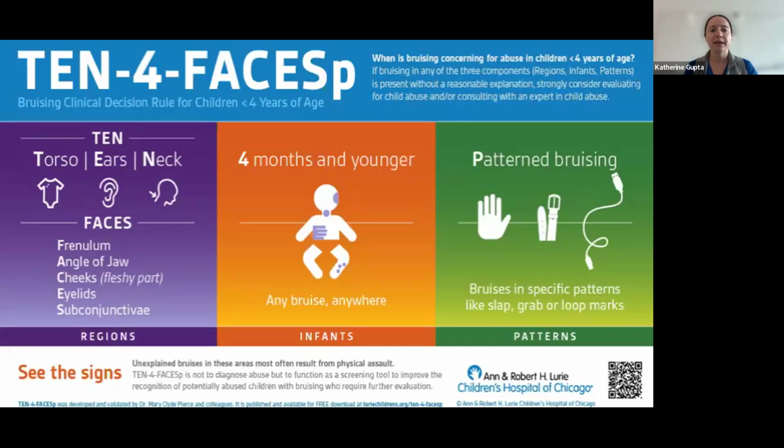The 4 part of this rule refers to ages. Infants that are 4 months of age and younger really shouldn't have any bruises anywhere on their body. They don't move on their own. Maybe they roll, but if you put them down someplace, they're going to stay right where you put them. So if they have bruises, it's very unlikely that they did it to themselves. There's also a concern that for children less than 4 years of age, you should have a higher suspicion for bruising in any of these other areas. And then the P part is again what we had mentioned in terms of patterned bruising.